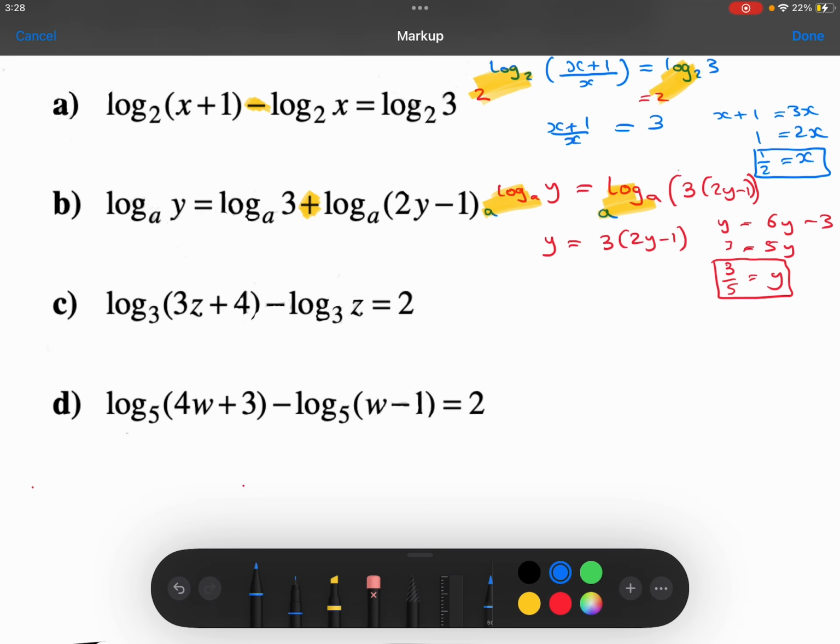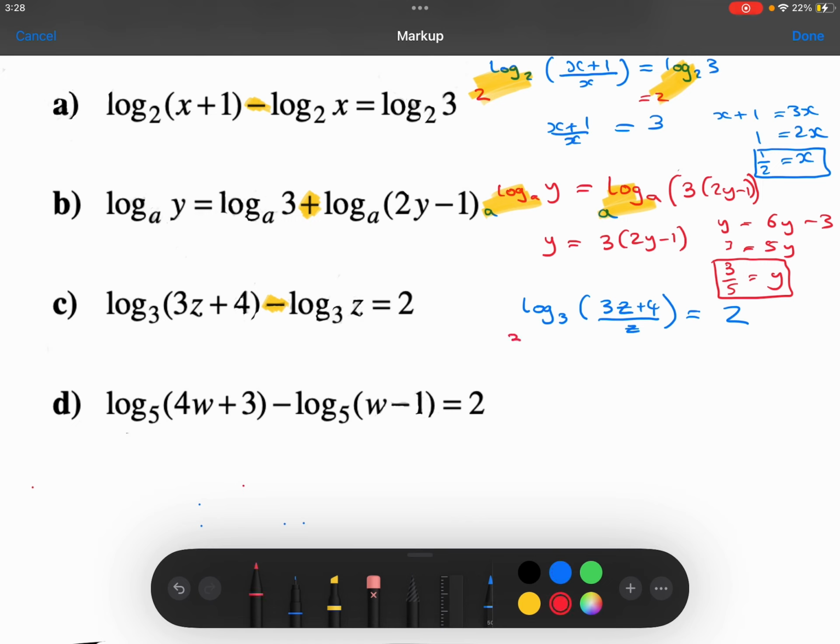Question C. The left-hand side, I'm going to combine those logarithms together with the division law. So I can rewrite the left-hand side as log base 3 of 3z plus 4 divided by z. Right-hand side, there's not a huge amount I can do there, it's just 2. On the left-hand side, I've got a log to the base 3.